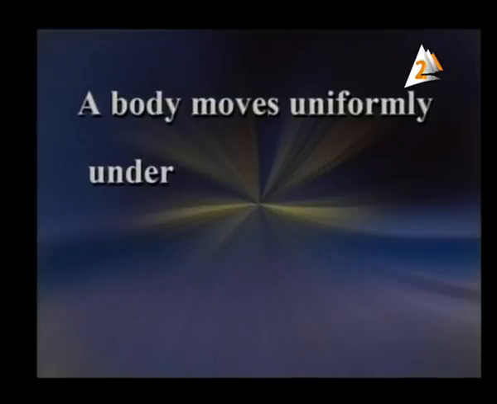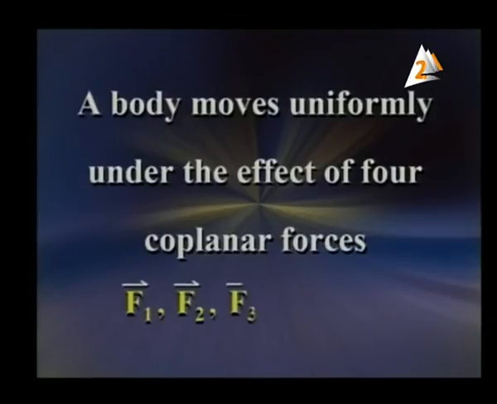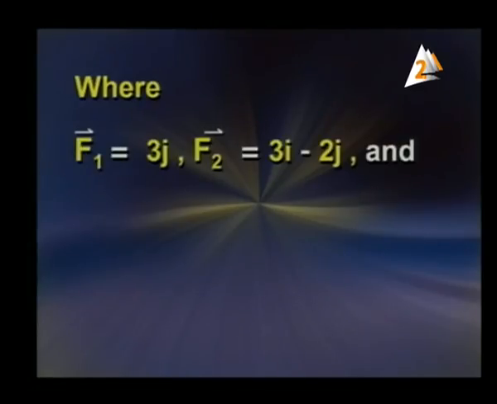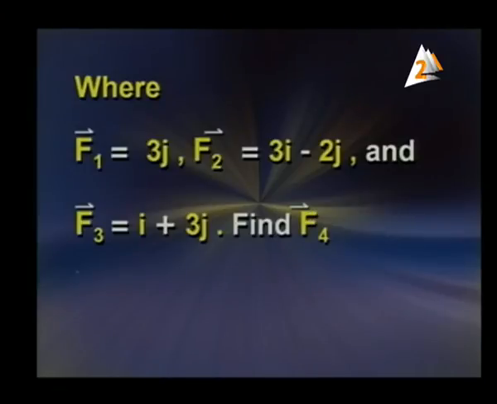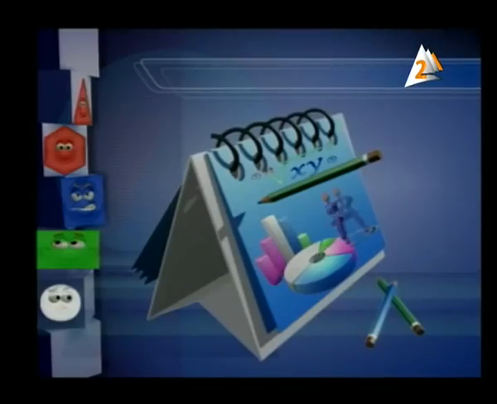A body moves uniformly under the effect of 4 coplanar forces, F1, F2, F3, and F4, where F1 equals 3J, F2 equals 3I minus 2J, and F3 equals I plus 3J. Find F4. Then find its magnitude and direction.